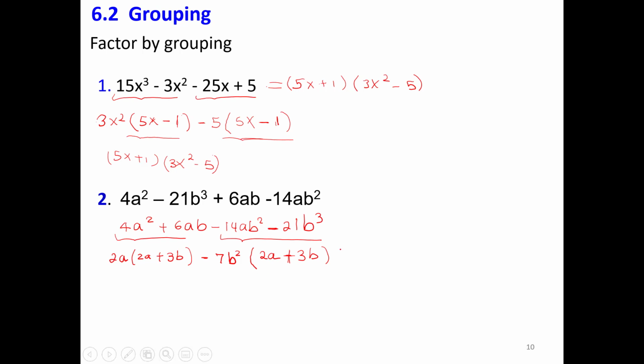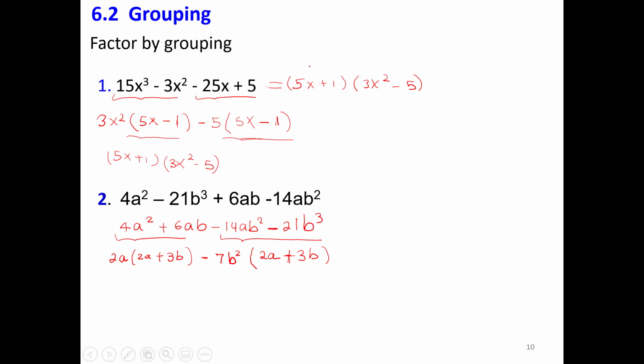Negative times positive is negative. Also, again, another thing that gives an idea if we are doing something wrong is that these two terms should match. If they don't match, we need to double check our signs. And always if you have a negative sign here, be careful and double check the signs. And now we have the right signs.